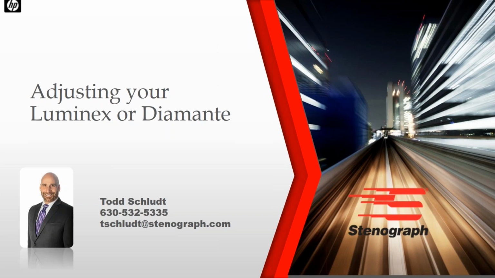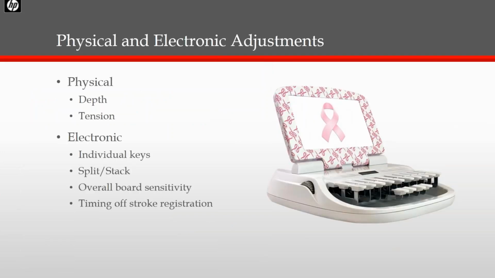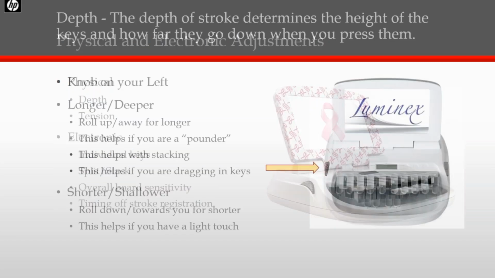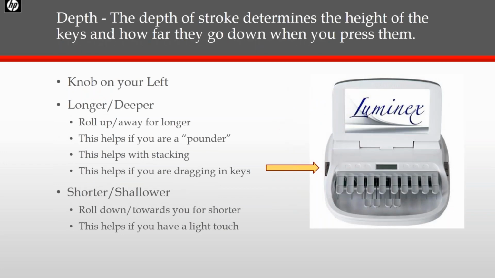Welcome. Today we're going to be talking about adjusting a machine, and there are two kinds of adjustments. We have physical adjustments and we have electronic adjustments. We're going to start out talking about the physical adjustments. The first one we're going to talk about is depth of stroke.